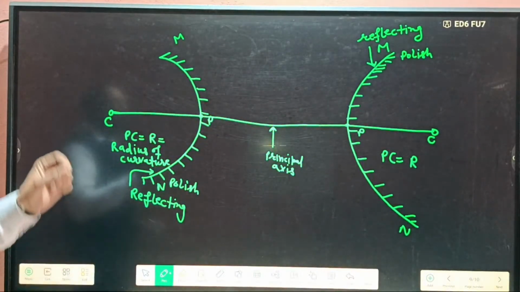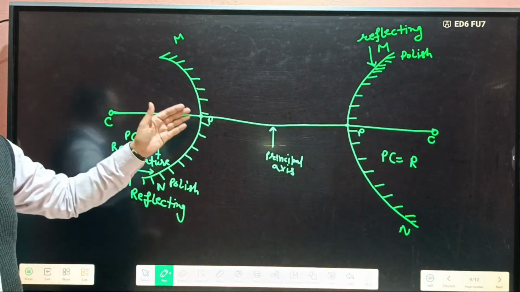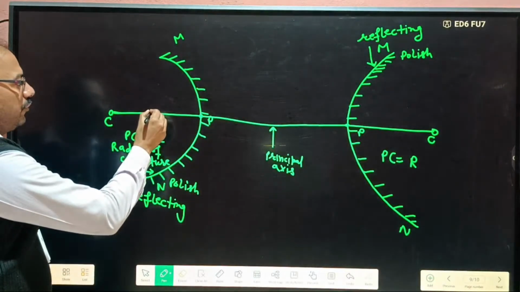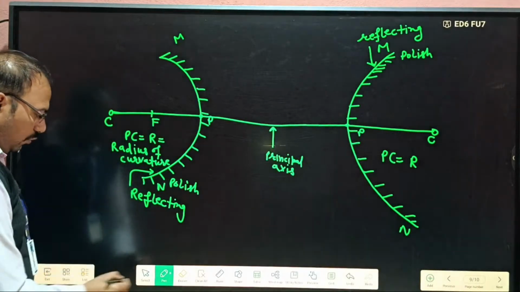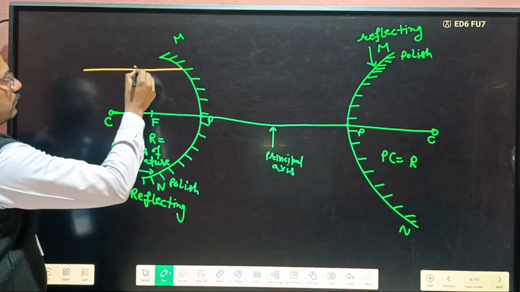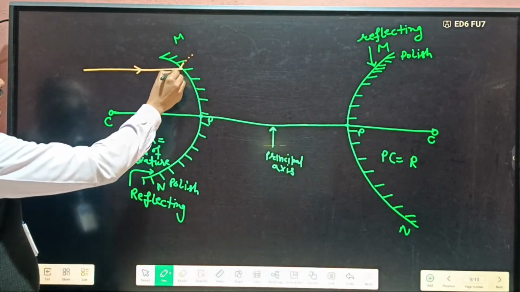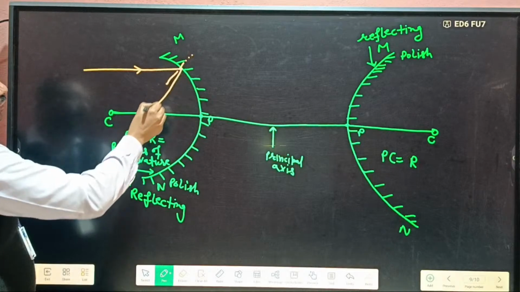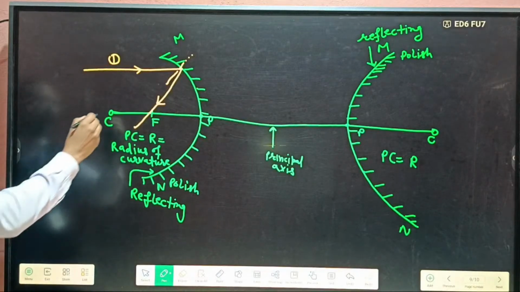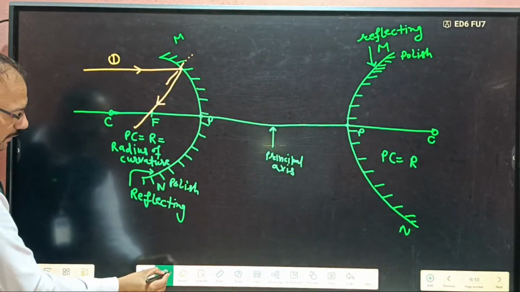So the first rule: when an incident ray comes parallel, in the direction of the reflecting surface, what happens after reflection? It passes through the focus. Here this is PC, and this is the focus. So we take a ray of light. When a ray of light comes, reflection takes place and it passes through the focus. This is a parallel ray, parallel to the principal axis.